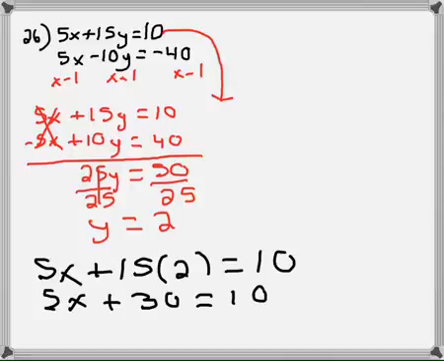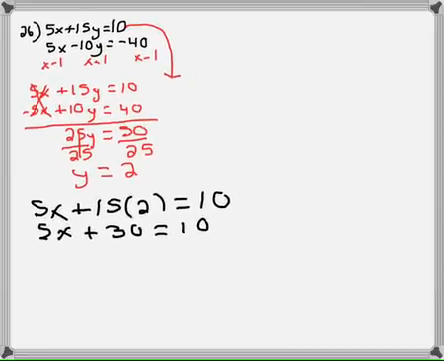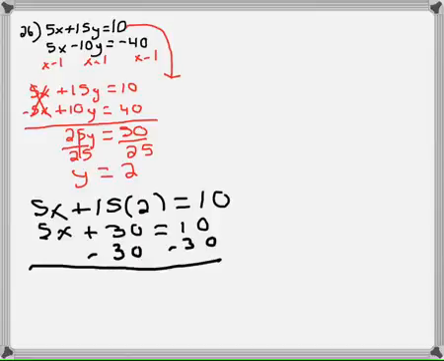Now I'm trying to get the x by itself. It has a plus 30 with it and a 5x. Which one do you get rid of first? If you said the 30, you're correct. I have to subtract 30 from both sides. Minus 30, minus 30. 5x equals 10, take away 30 is negative 20.